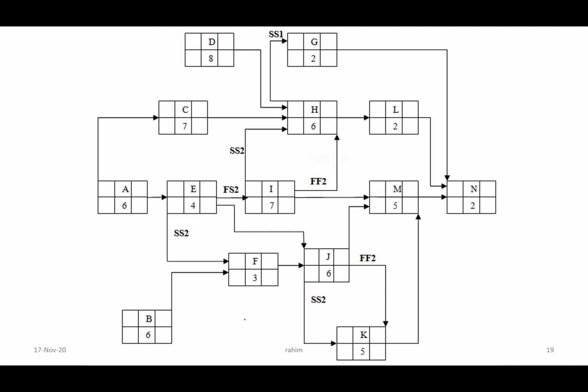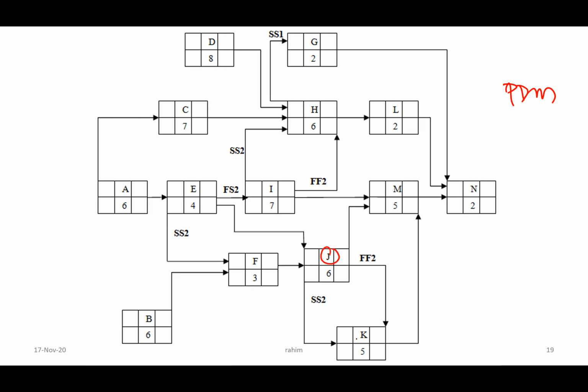And this is another example of a PDM diagram. You notice there is an SS2, meaning to say SS plus 2. SS, FS, there is no lead. And this is a very complicated diagram. Okay, you notice that sometimes, like this example, I'll give you one example.